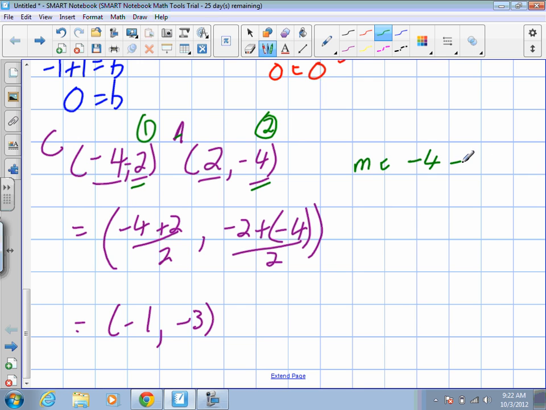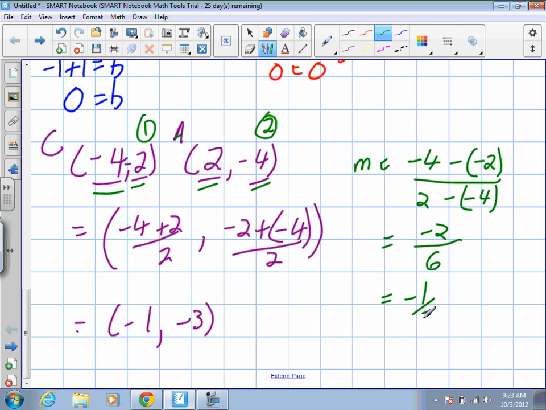Divided by x2 being 2. We're going to subtract x1, which is negative 4. Negative 4 subtract negative 2. Good. 2 subtract negative 4 is 6. What's our slope? Negative 1 over 3.